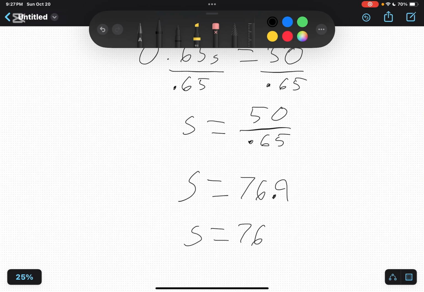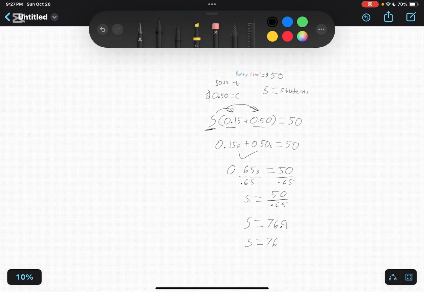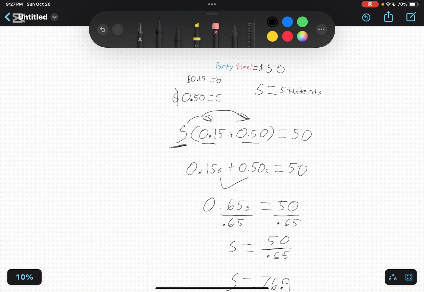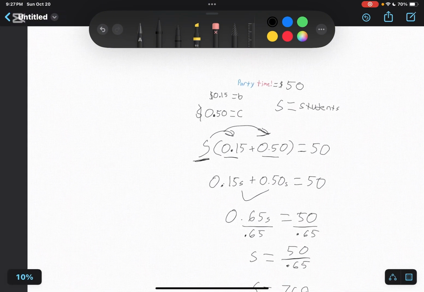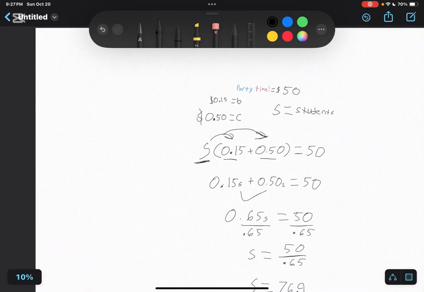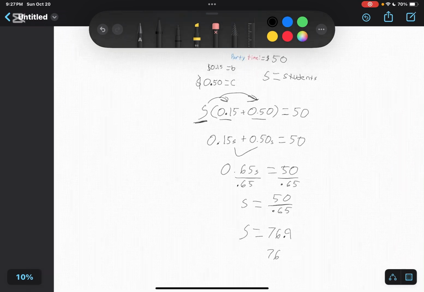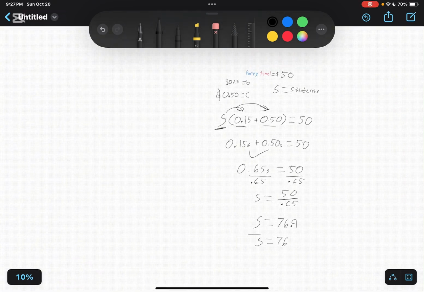So if we have a party and we want each student to have a balloon and a cupcake, and we have $50 to dispose of, I can invite 76 students to this party. Now see, this is a basic representation of a linear equation. Basically, an equation with a variable that has an answer that is straightforward.